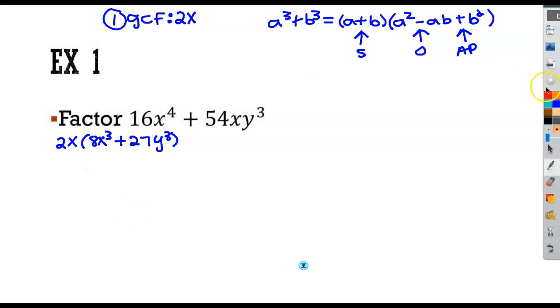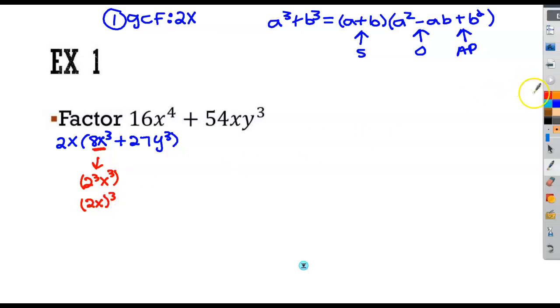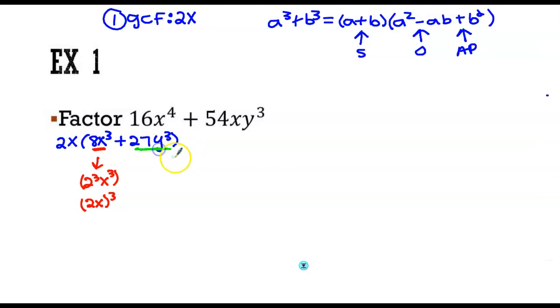So when I'm looking at what I have here, 8x to the third, I'm thinking I could really rewrite that as 2 to the third, x to the third, which would give me 2x to the third power. Similarly, with this one, 27y to the third, I could rewrite that as 3 to the third, because 3 to the third is 27, y to the third. So that's 3y to the third.